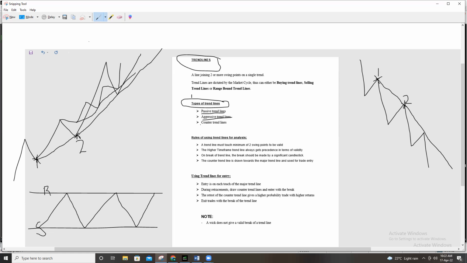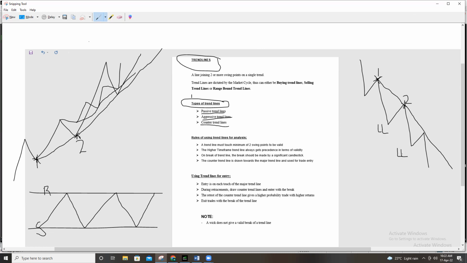Then we have what we call the counter trend lines. So let's use another one. Now this is a selling cycle. We're interested in the lower highs to give us the passive trend line. Then we have the micro lower highs to give us the aggressive trend lines. Remember, on the selling cycle, we are having lower lows as our lowest point.